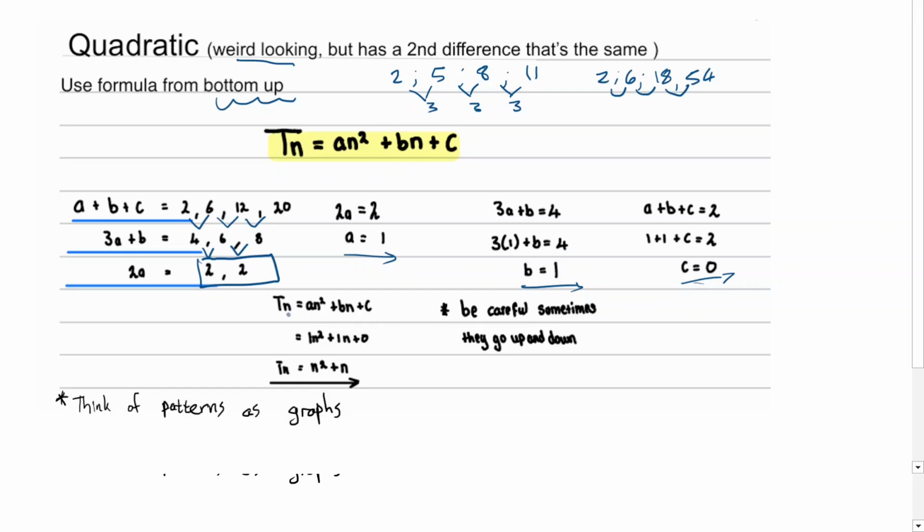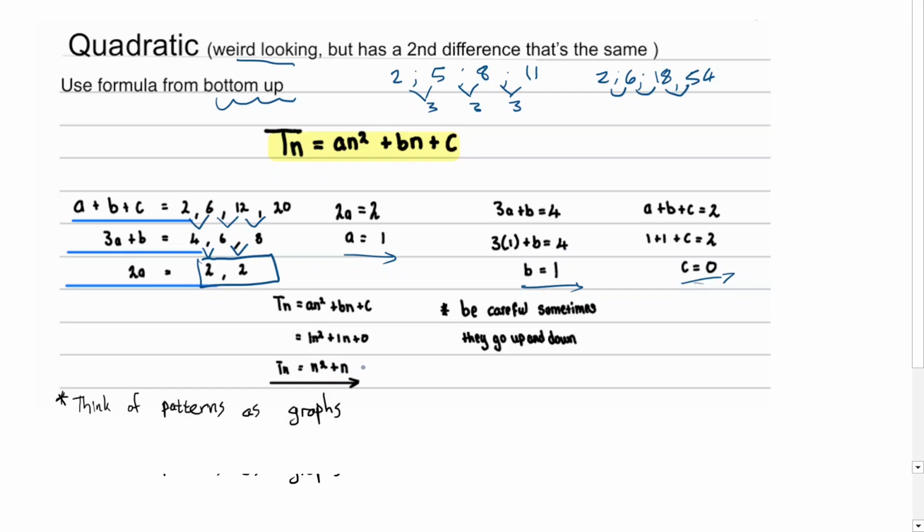And then I just write it into the general quadratic formula. a is 1, b is 1, and c is 0. And so written just a little bit nicer on the eye, it becomes Tn equals n squared plus n.